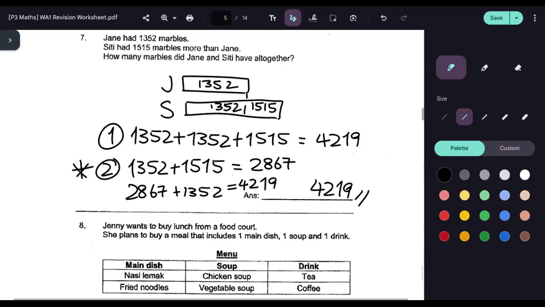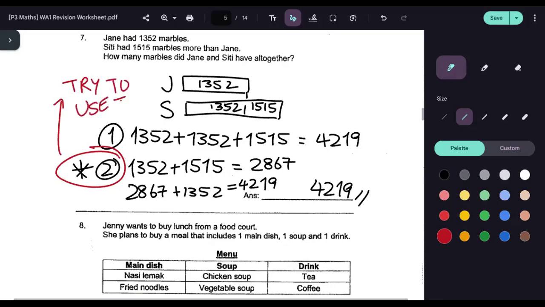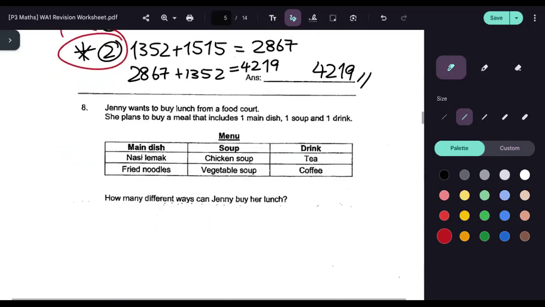Okay, option 2, I really highly recommend you use this. Try to use this method. Yeah, I think it's a bit better. Okay, let's move on to the next one.